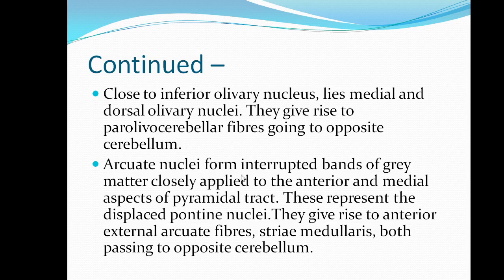Arcuate nuclei form interrupted bands of gray matter closely applied to the anterior and medial aspect of the pyramidal tract. These represent the displaced pontine nuclei. They give rise to anterior external arcuate fibers and striae medullares, both passing to the opposite cerebellum.